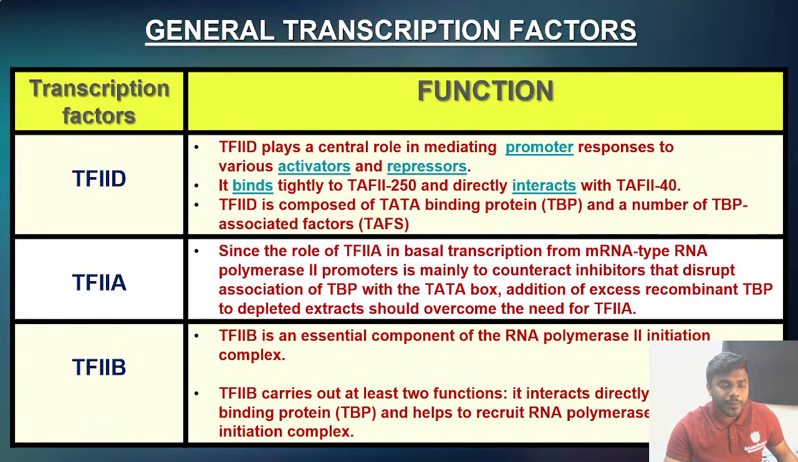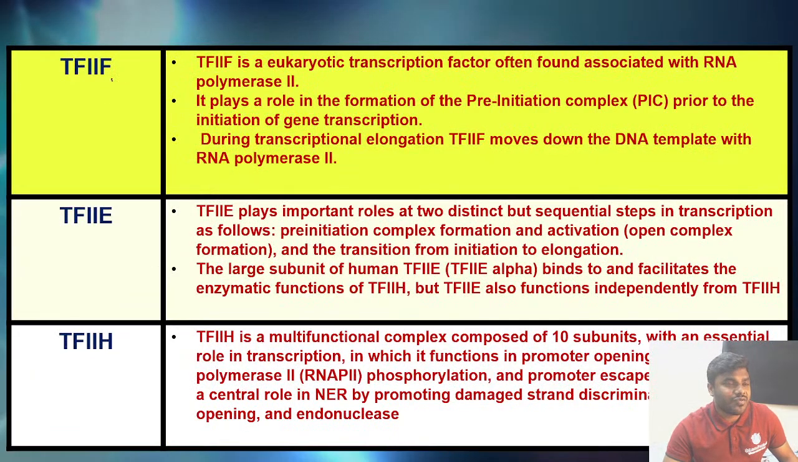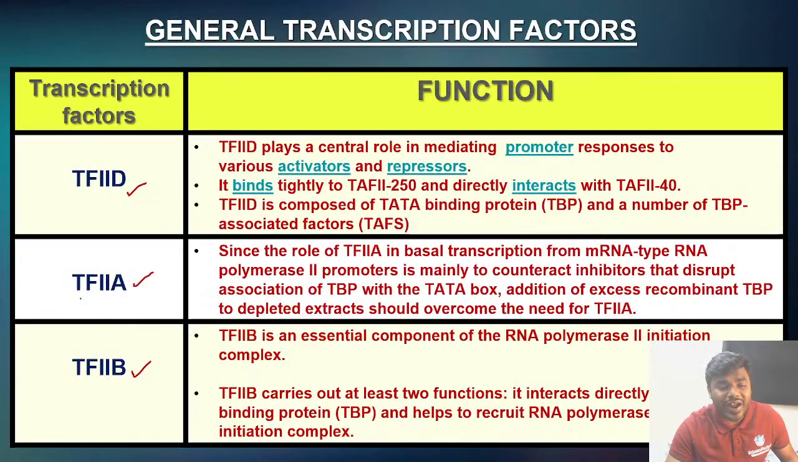There are many transcription factors in eukaryotic transcription initiation. What are these? Transcription factor 2D. First of all, why are we calling it transcription factor 2, friends? Because it is for RNA polymerase 2, right? That's why we call it transcription factor 2. So: transcription factor 2D, 2A, 2B, 2F, 2E, 2H. In total, 6 factors are there.